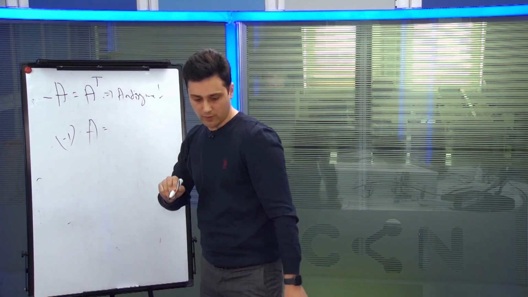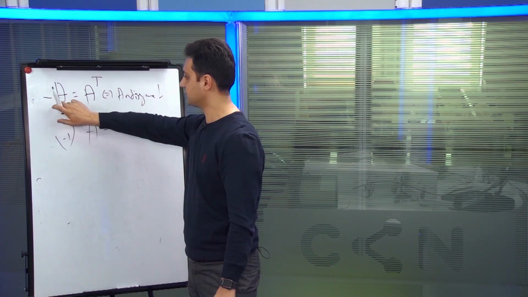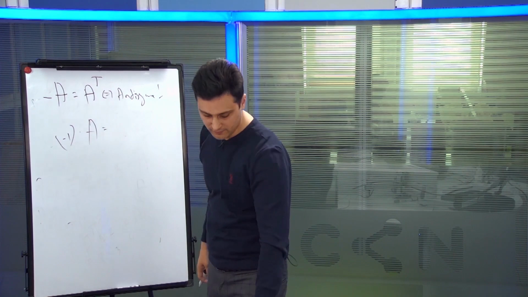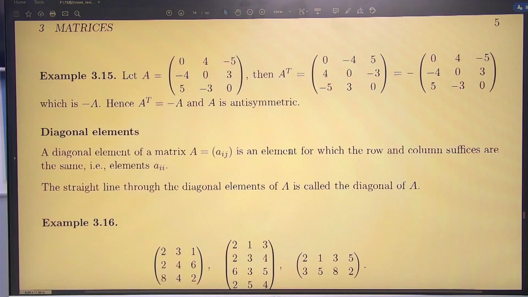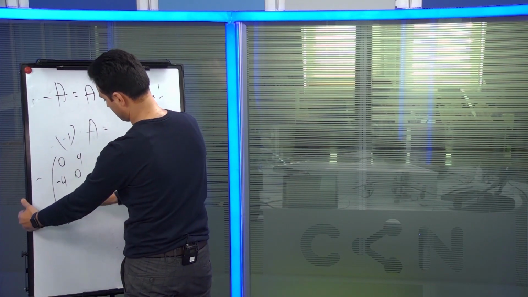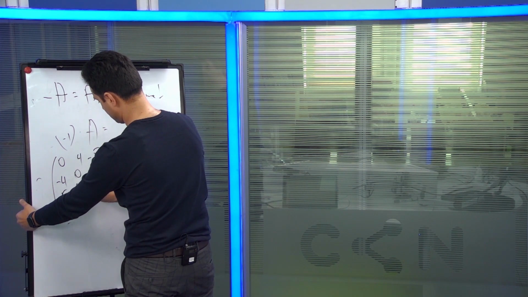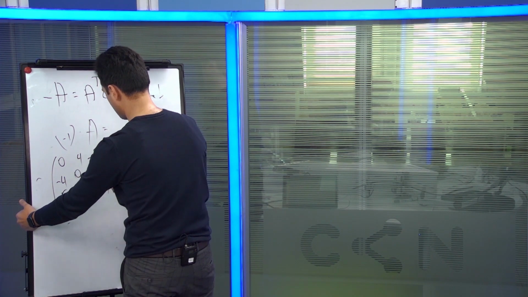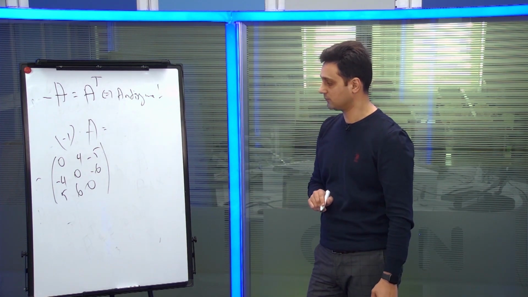Right? Well, the definition of antisymmetric: negative A must be equal to the transpose of A. We'll see some examples related to this. For example, we have 0 and 0 and 0. This is, let's say, -4 and this is 4. This will be 5, this is -5. This is, let's say, 6, it's -6. So we can construct an antisymmetric matrix ourselves.